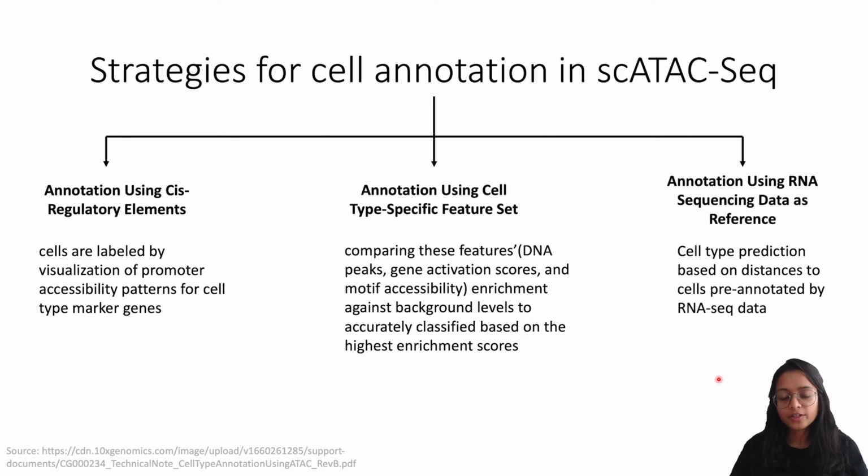And the third strategy is annotation using RNA sequencing data as a reference. So basically performing cell type predictions based on distances to the cells that are pre-annotated by RNA sequencing data. And this is the strategy that we will be using in our demonstration today to annotate our cell types in our single cell ATAC-Seq data.